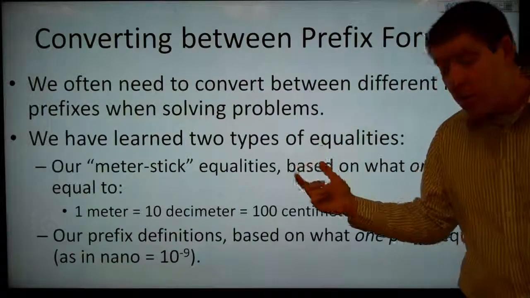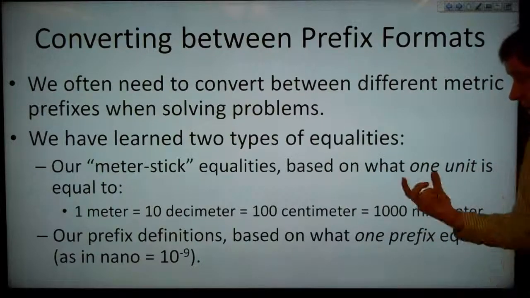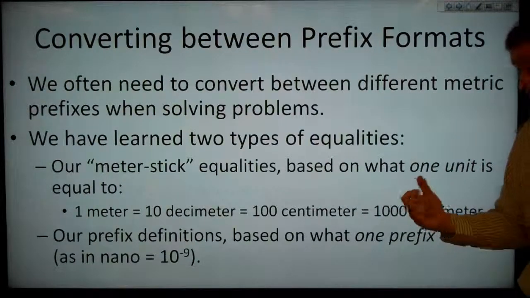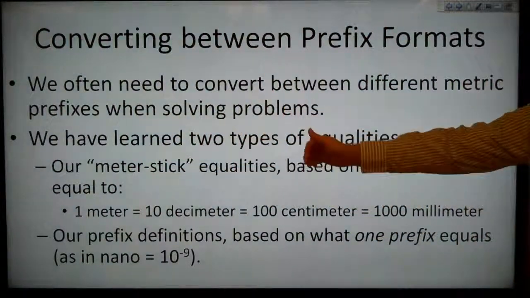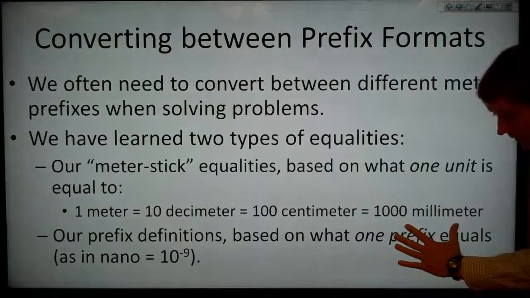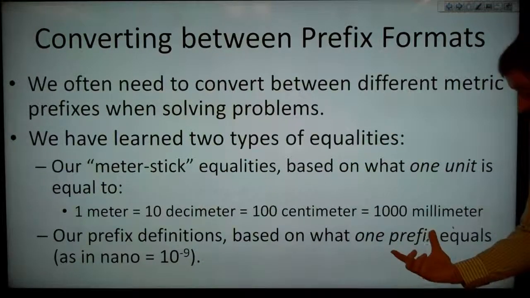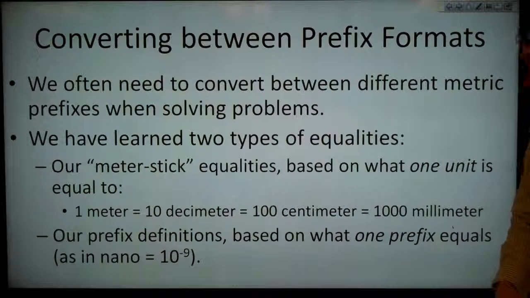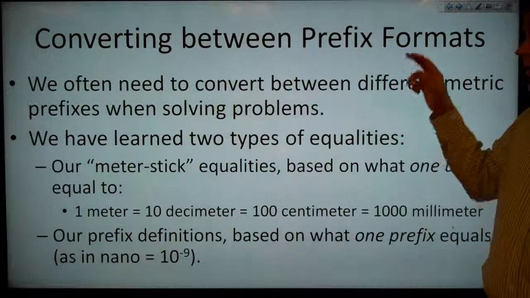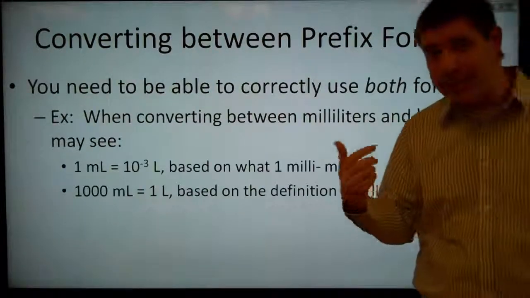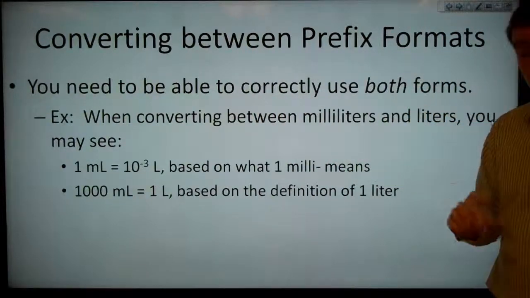So we often need to convert between different metric prefixes when we're solving problems. And we've learned 2 types of equalities. We've learned our meter stick equalities based on what 1 unit is equal to. So these are 1 meter is equal to 10 decimeters, which is equal to 100 centimeters, which is equal to 1,000 millimeters. And we've also learned our prefix definitions based on what 1 prefix is equal to. Like nano is equal to 10 to the minus 9. So 1 nanometer is equal to 10 to the minus 9 meters. So you need to be able to correctly use both forms.